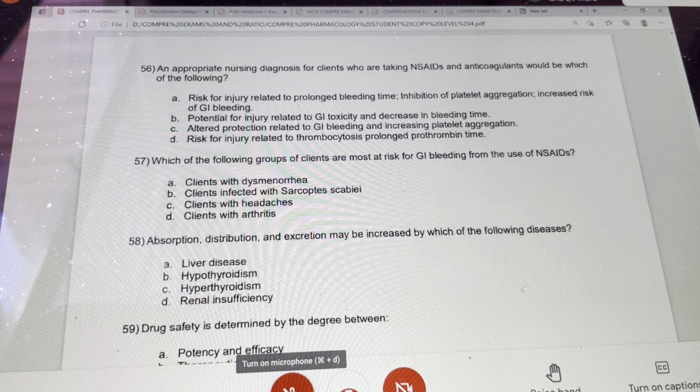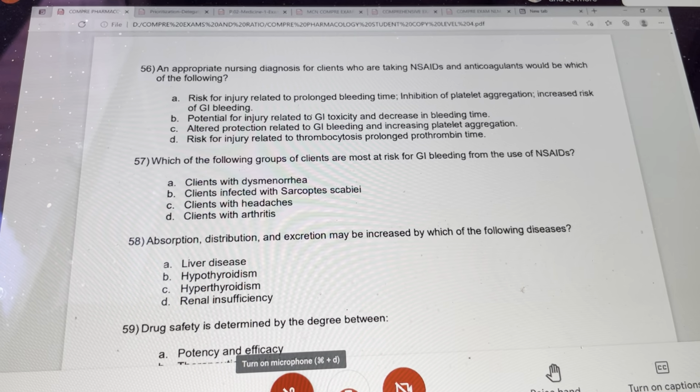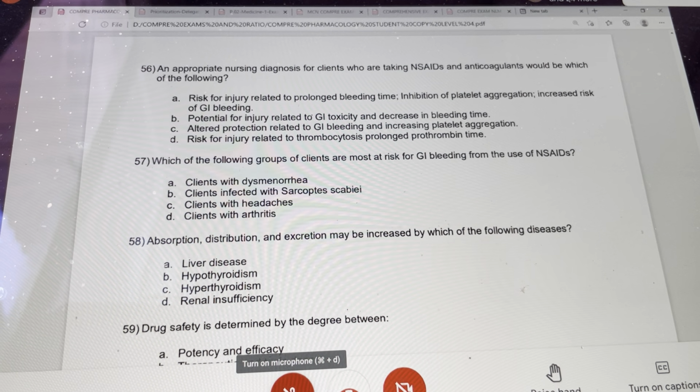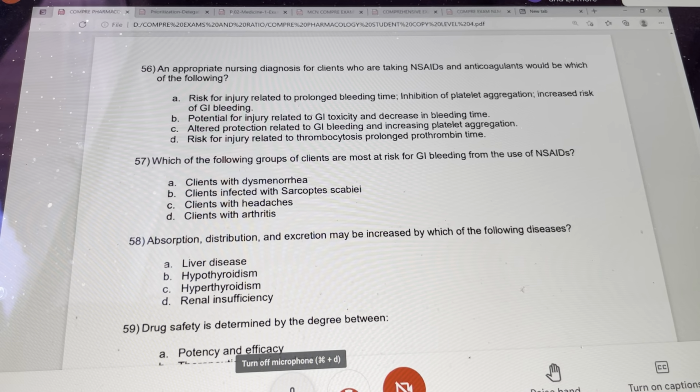Number 56, an appropriate nursing diagnosis for clients who are taking NSAIDs and anticoagulants would be which of the following? The client is taking non-steroidal anti-inflammatory drugs plus an anticoagulant. What could be the most appropriate nursing diagnosis you can formulate? Injury. NSAIDs are usually associated with gastric ulcers. Right? Yes, ma'am. For long-term users, or people who are using NSAIDs for a very long time, we are candidates.